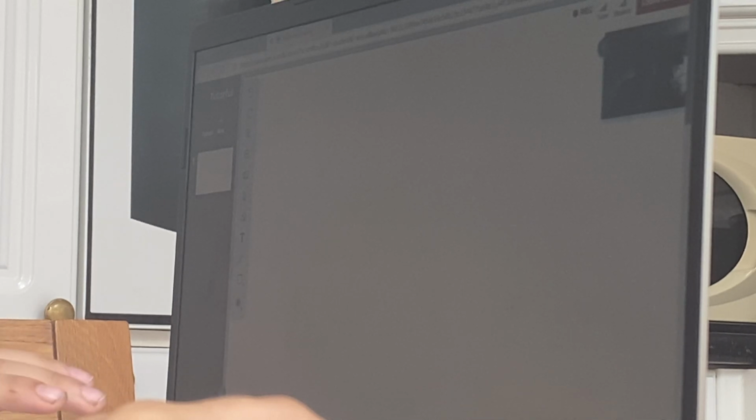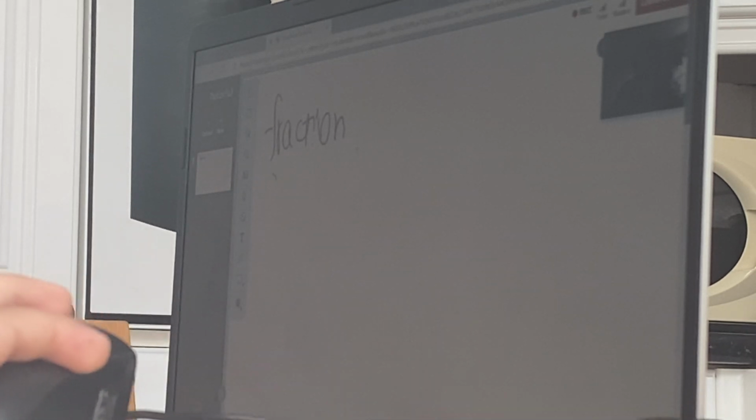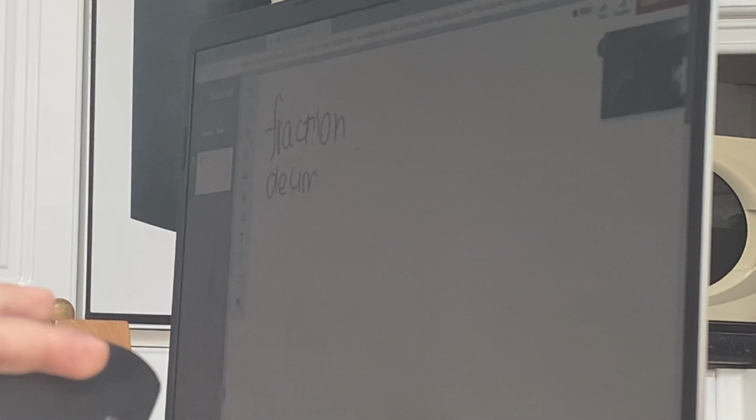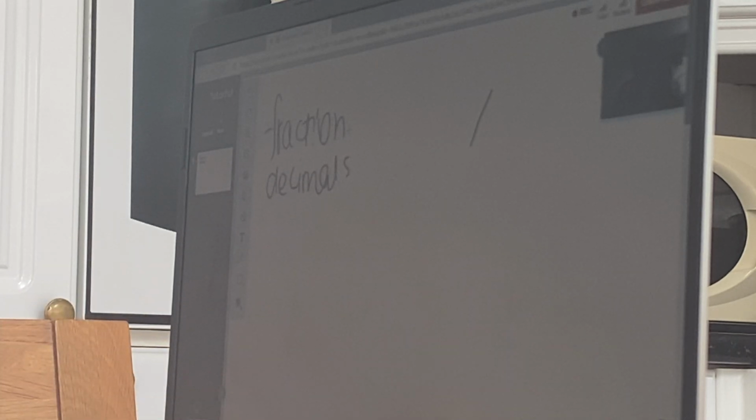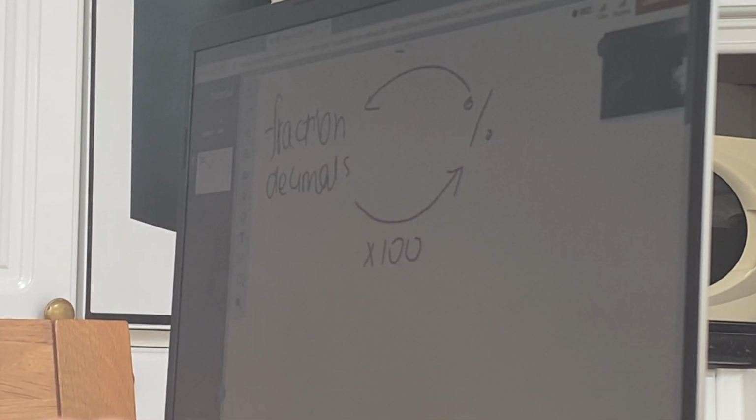One thing we've looked at is fractions and decimals. How do we go from fractions or decimals to percentages? Times by 100. Here we're multiplying by 100, and going the way back we're dividing by 100. Now, how do we go between fractions and decimals themselves? If I've got a fraction, how do I get my answer as a decimal? It's a little bit trickier. Divide.